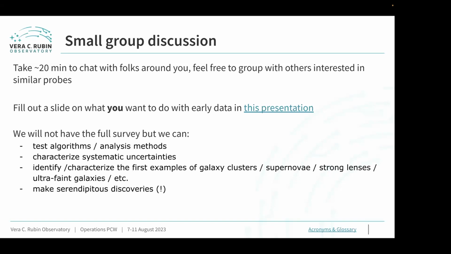Well, you can do nearest neighbor if you want, or you can scream your favorite probe very loudly and hope that like-minded people can find you. I don't know, there's not that many of us. But yeah, feel free to just group up with the people around you if you want, or if you know other people that are working on similar things.